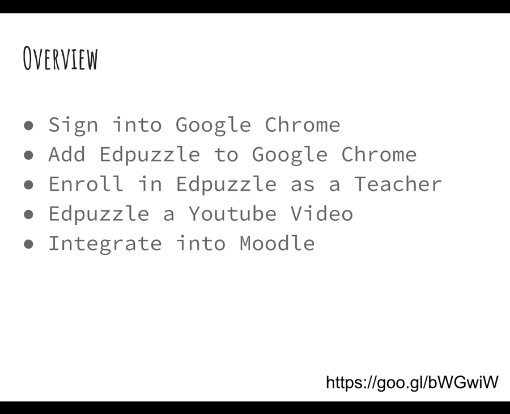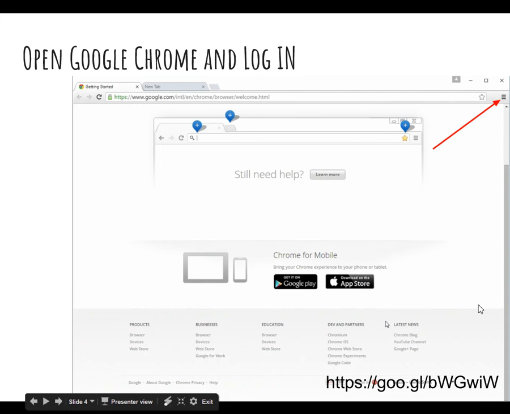When I say sign into Google Chrome, I don't mean sign into Gmail. I mean up in the top right-hand corner, you click, go to settings, and sign in to that version of Chrome. It won't matter, you're not going to be logged onto this one again anyway. We're going to add EdPuzzle so that we can EdPuzzle videos. Once you add it to Chrome, anywhere you're logged into Chrome, you'll have the EdPuzzle app automatically added for you as well. So how do we do that?